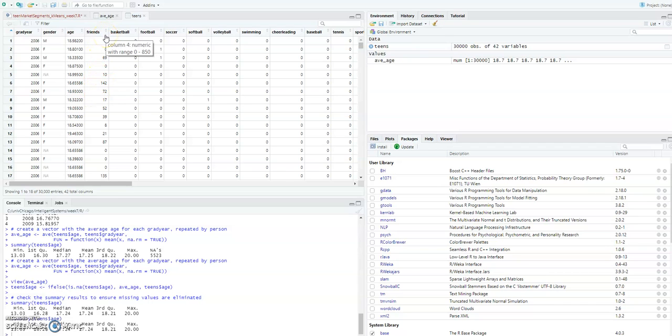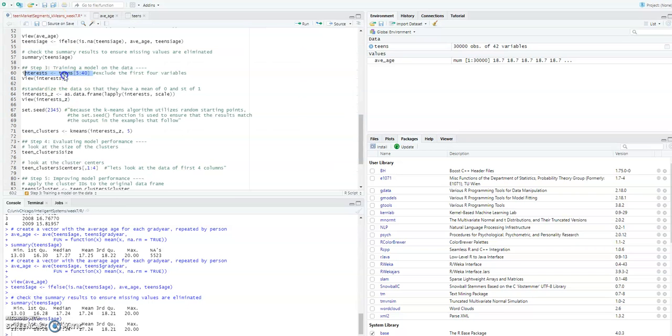And the reason for that is because we want to classify the clusters based on their interest group and not really the age or the gender. So to do that, we created another variable called interest and assigned only those variables that do not have the gender or age information.